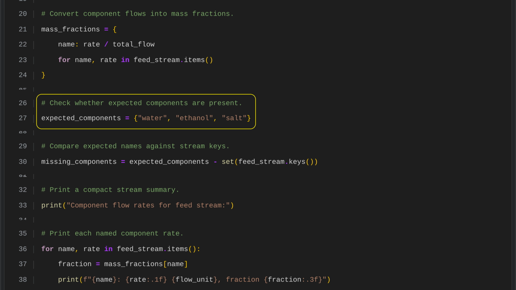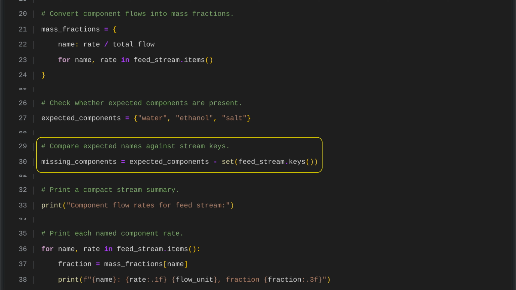The expected components set lists the stream components the model should contain: water, ethanol, and salt. It is used to check that the feed stream includes everything needed, helping ensure the model is complete and accurate. This step checks whether the feed stream is missing any required components. It compares the expected components, water, ethanol, and salt, with the components actually present in the feed stream. Any difference identifies missing items, helping ensure the calculations include everything needed.